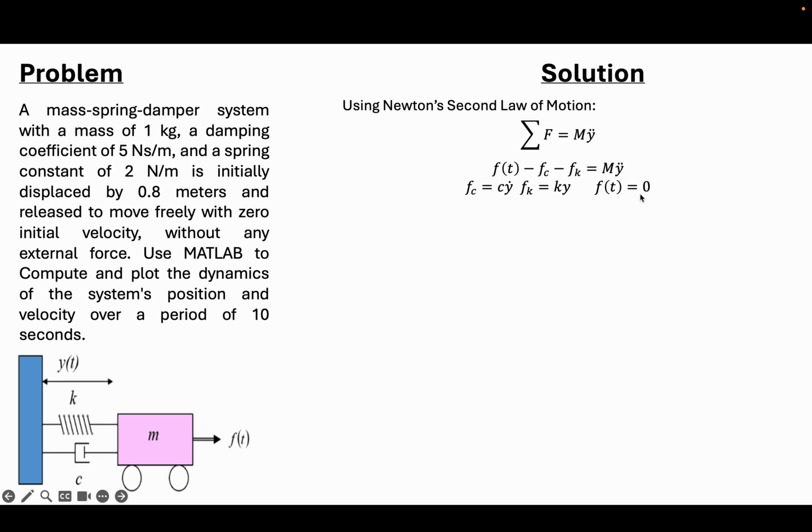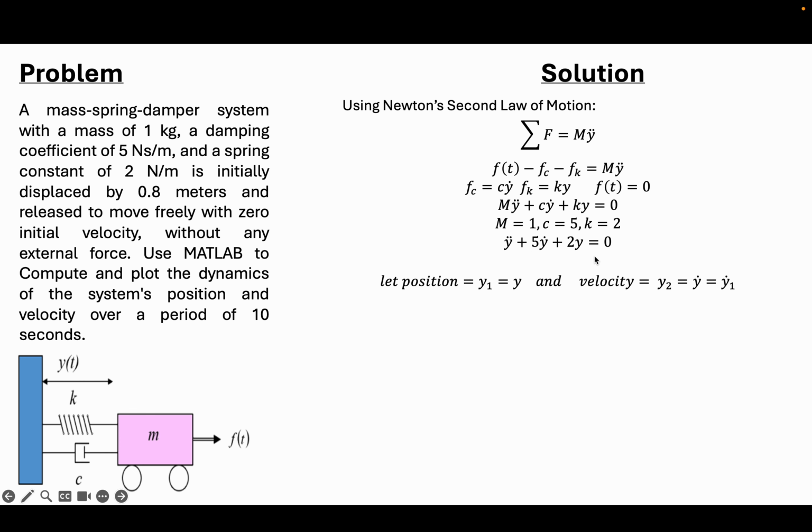So we have F of t equal to 0. Why is it equal to 0? Because in our problem it is stated that after the system is displaced by 0.8 meters, it is released to move freely with zero initial velocity without any external force. So the movement after it has been released is without any external force, therefore F of t is 0. So our equation will reduce to m y double dot plus c y dot plus k y is equal to 0. So here are our model parameters, and our model reduces to y double dot plus 5y dot plus 2y is equal to 0.